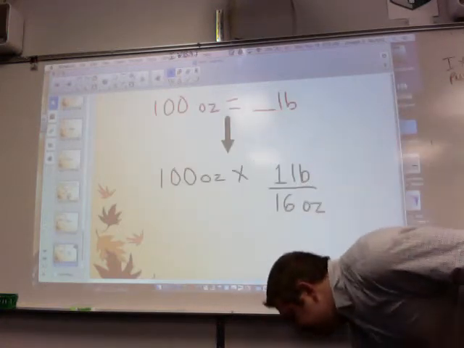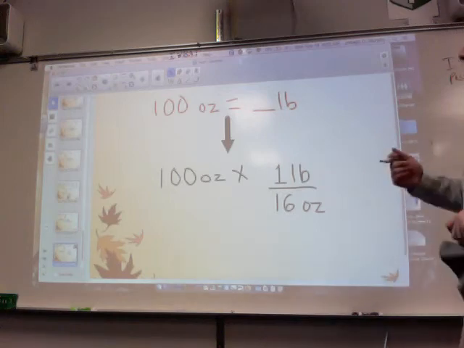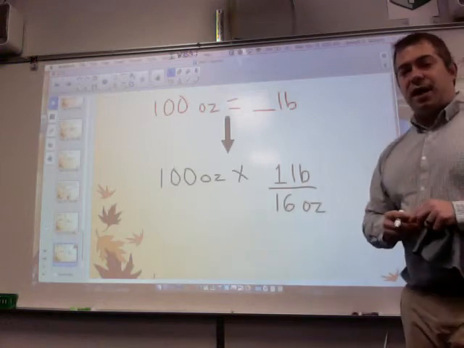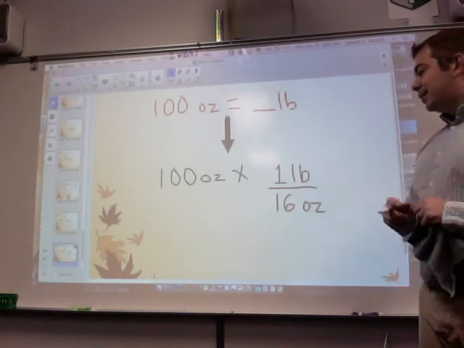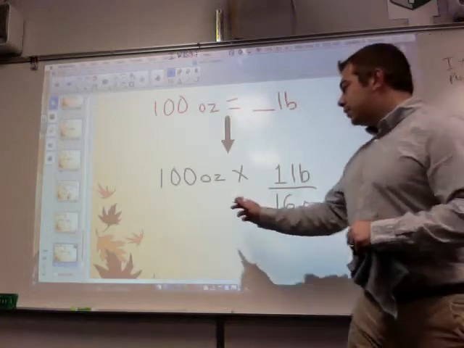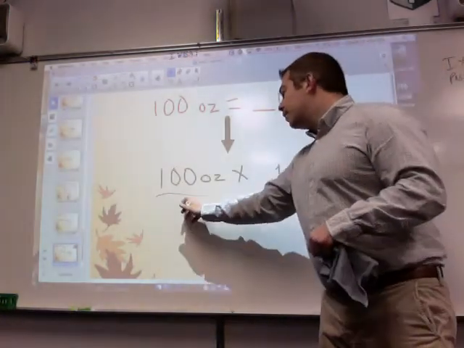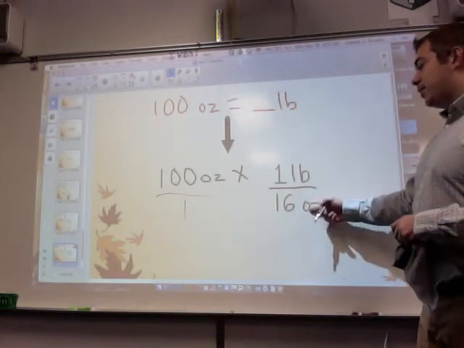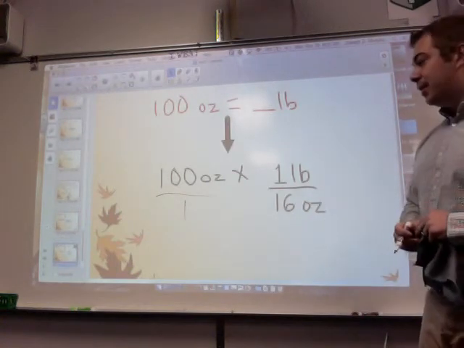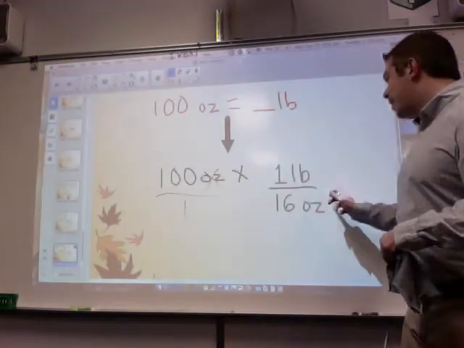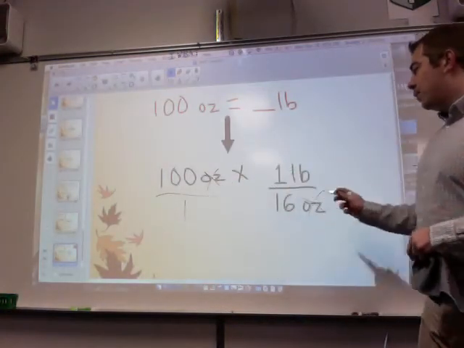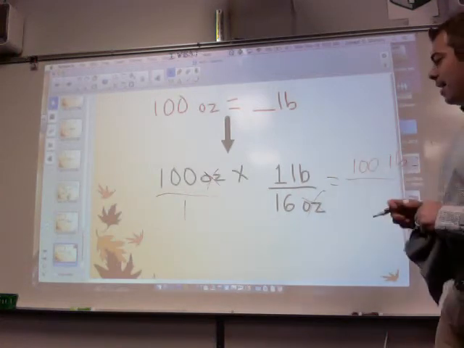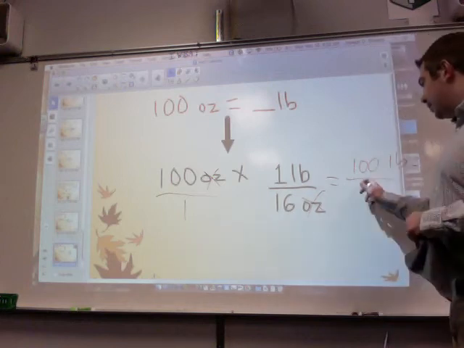One last example that I will do, and then you'll have some for your own, is I'm converting 100 ounces to how many pounds? Well, if I look at my conversion chart, I know that 1 pound equals 16 ounces. Okay, so I have 100 ounces over 1, and instead of having 16 ounces over 1 pound, I did 1 pound per 16 ounces. Why? Well, you already know the answer, I hope, because I wanted to cancel out my ounces. So I'm left with 100 times 1, which equals 100 pounds, and 1 times 16 equals 16.